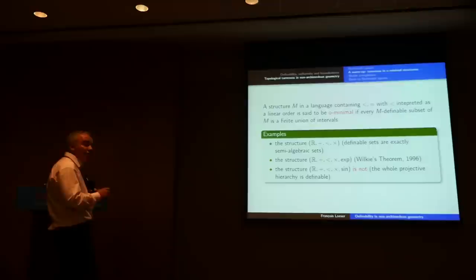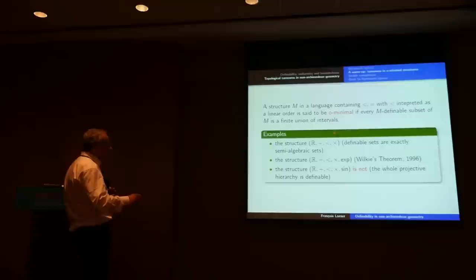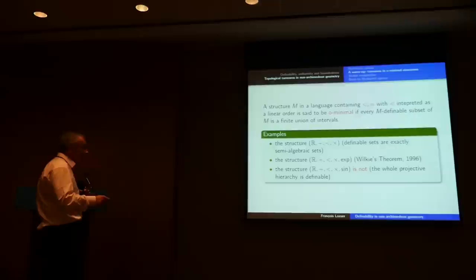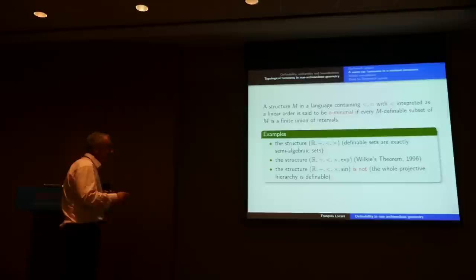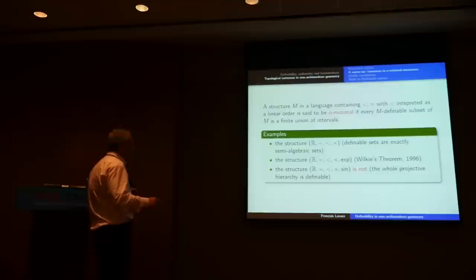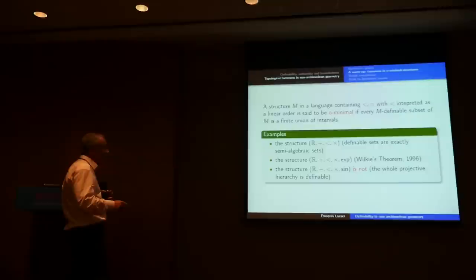Is a finite union of intervals. So you have basic examples: you take the ring language, then you get over the real numbers, and the structure is the real numbers, then the definable sets are actually semi-algebraic sets. You add the exponential, then it becomes a very difficult result due to Wilkie, and this has striking applications to number theory that Jonathan Pila will explain in his plenary talk. And of course, if you replace, for instance, exponential by the sine function, then you get something which is not o-minimal, because with a sine function, you can easily define the integers in the real numbers, and for the integers, there is no way to see them as a finite union of intervals.